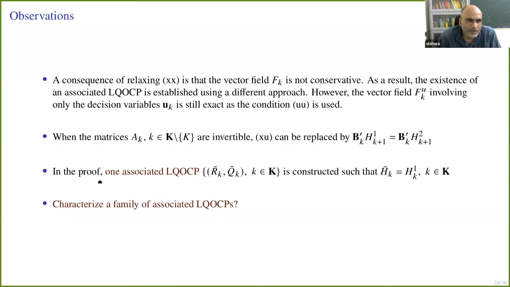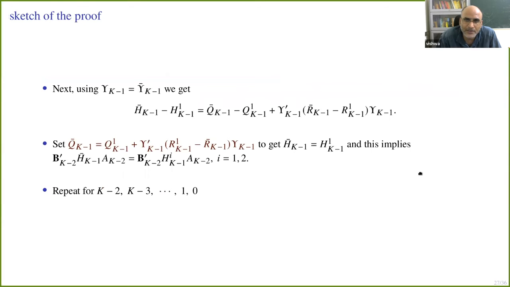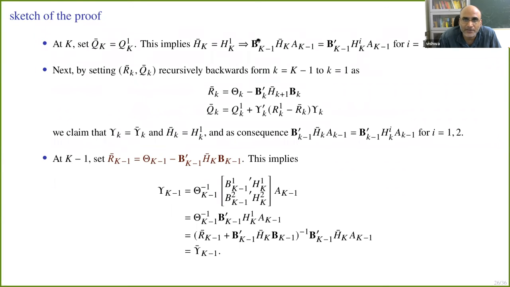In the proof, we constructed only one particular optimal control problem, but this optimal control problem has a feature that its optimal cost to go is exactly the same as the equilibrium cost to go of player 1. That's how it is constructed. But in fact, we can generate a family of optimal control problems, because the condition that we require at every stage is this condition. This is what is being used. So then a natural question is, why should I choose?